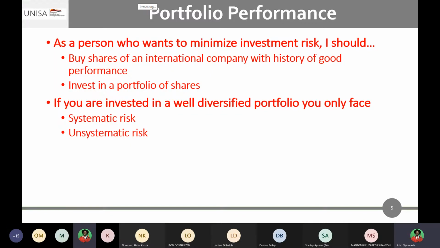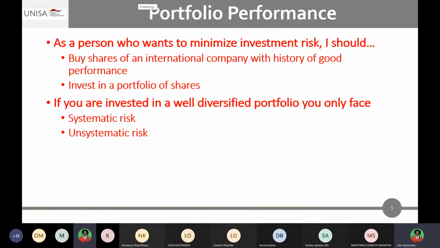Okay, Mojagi said investment in a portfolio of shares. So my 2 votes are done. 18 people. One more person to make a choice. Mantombi, Elizabeth. Perfect. So most of you got it right. I would invest in a portfolio of shares if I was interested in minimizing investment risk. So most of you are right. But I have another question.